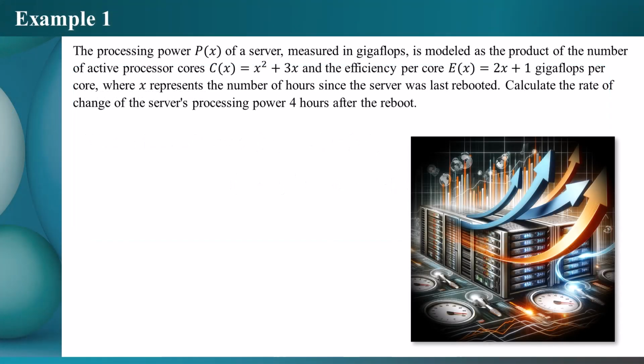The processing power P of x of a server measured in gigaflops is modeled as the product of the number of active processor cores, C of x, which equals x squared plus 3x, and the efficiency per core, E of x, which equals 2x plus 1 gigaflops per core. Here x represents the number of hours since the server was last rebooted. We want to calculate the rate of change of the server's processing power 4 hours after the reboot.